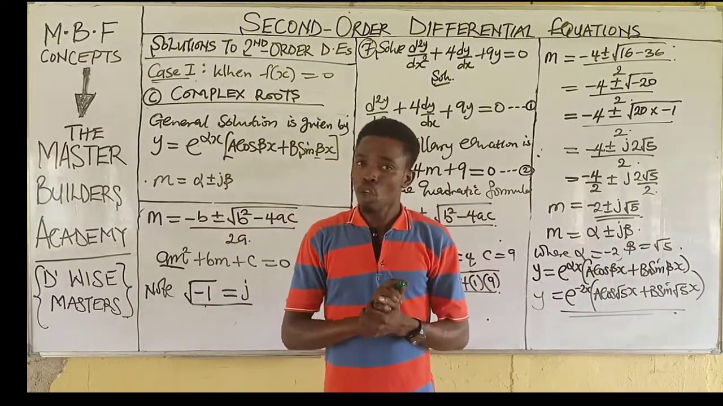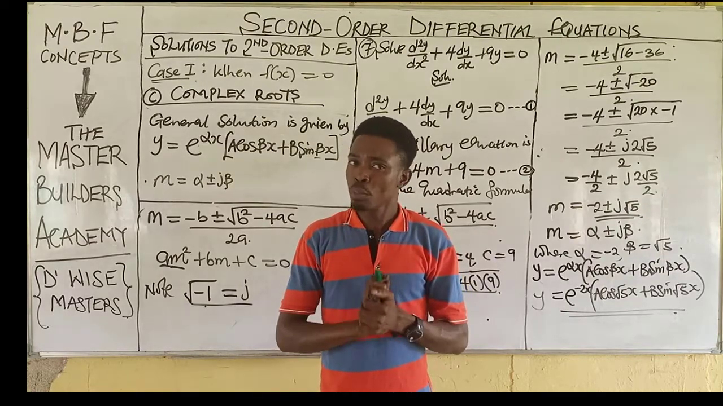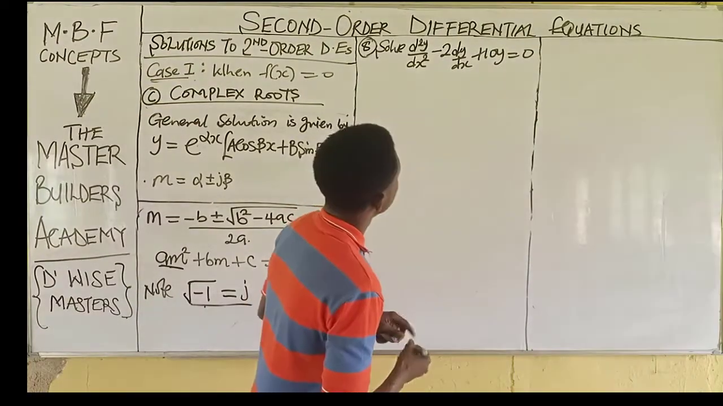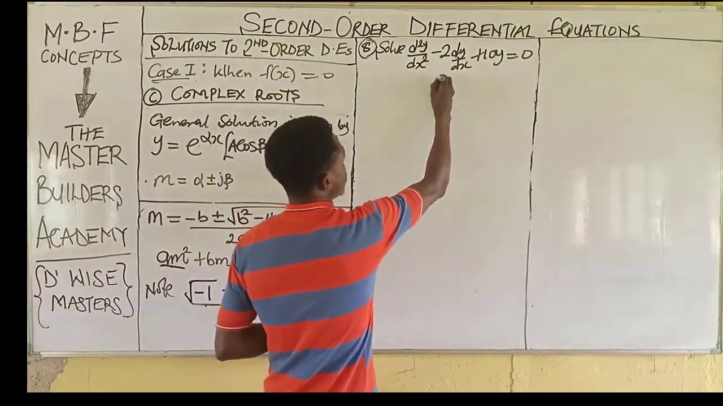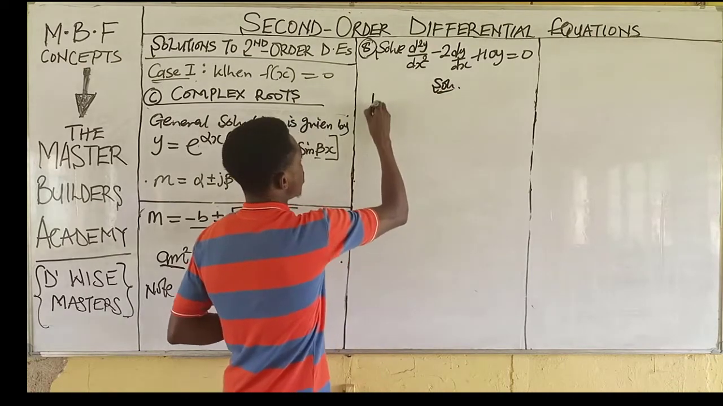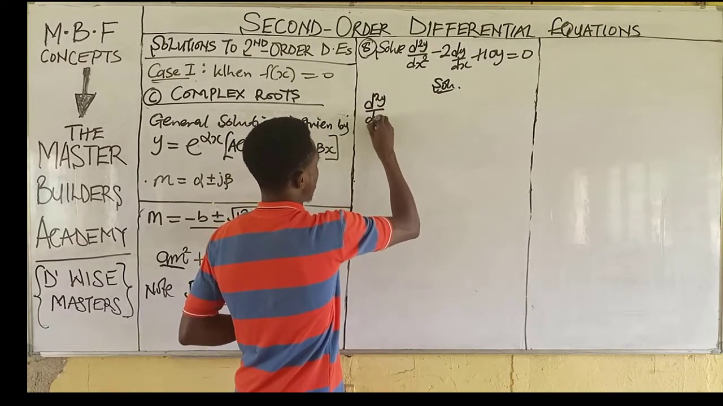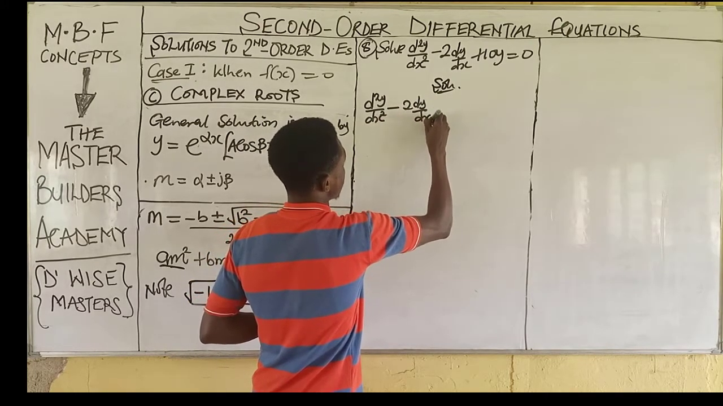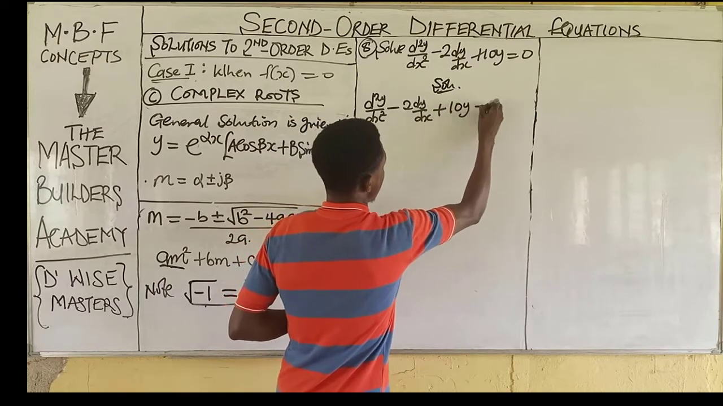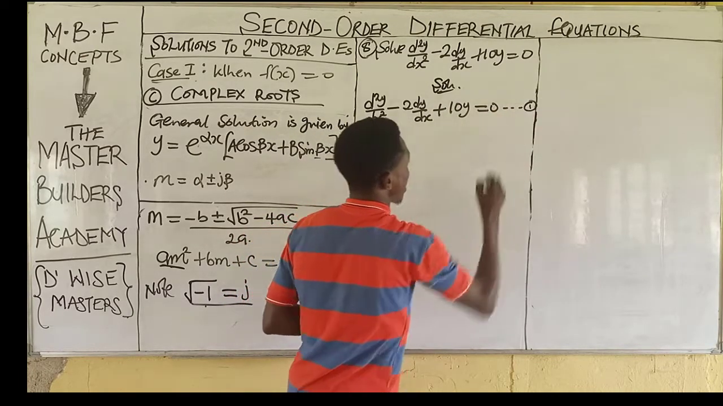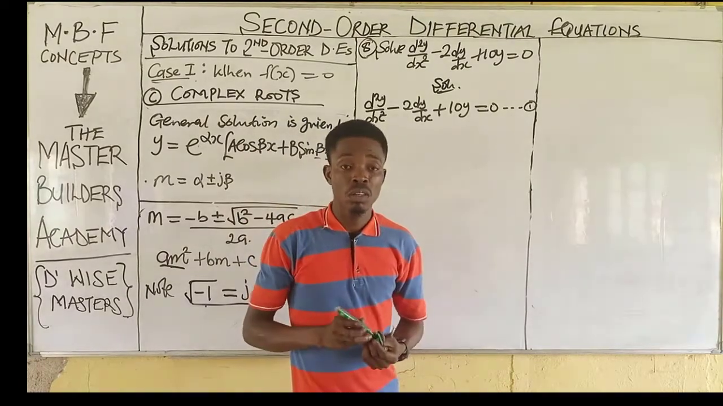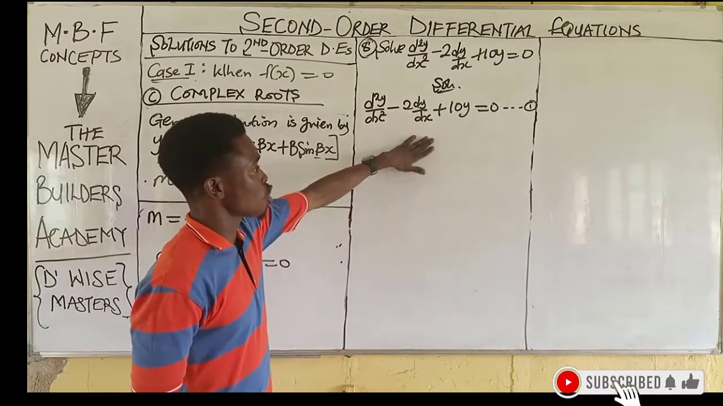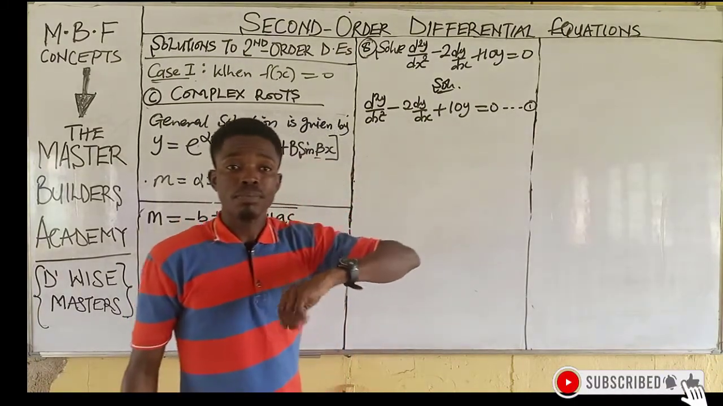Let's look at question number 2 under this case, which happens to be question number 8. Now guys, we have question number 8 on the board, and we are asked to solve d squared y over dx squared minus 2 dy over dx plus 10y is equal to 0. And this is equation 1, having discovered that the right hand side of the equation is 0. As simple as that.